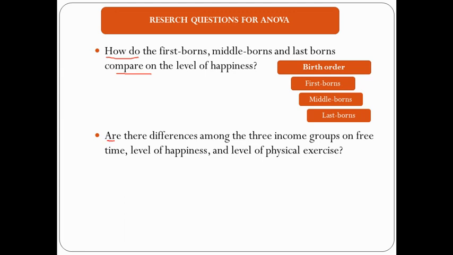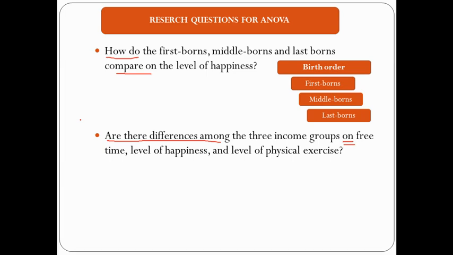It starts with "are there differences among," and then if you have 4 groups or 3 groups, you just say the 3 income groups or the 4 income groups. And we have to have the preposition "on." And after the preposition "on," we have the dependent variables if you have more than 1 dependent variable. So we are good to go. You see 2 possibilities of formulating research questions for ANOVA.